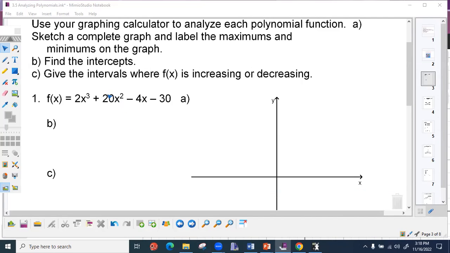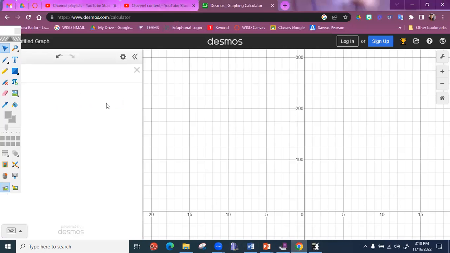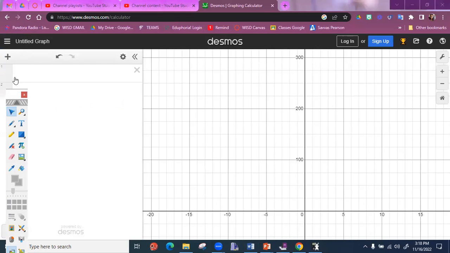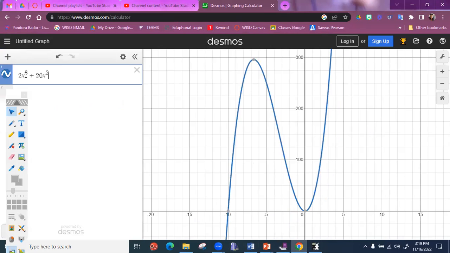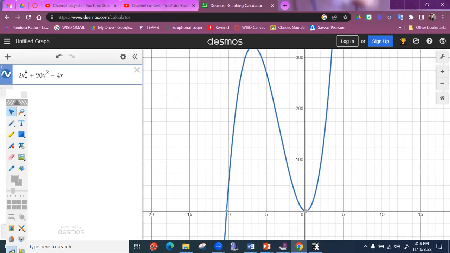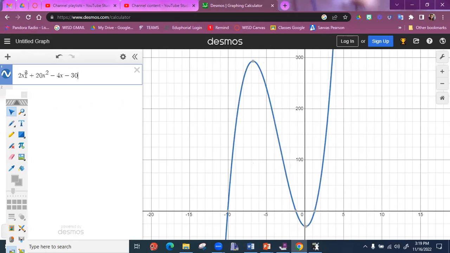So we're going to start off here by going to Desmos and inputting the function and then creating a sketch of the function. Okay. So we're going to type in 2x cubed plus 20x squared minus 4x minus 30. So I'm going to open my Desmos. Here it is. So we have 2x cubed, plus 20x squared minus 4x minus 30.